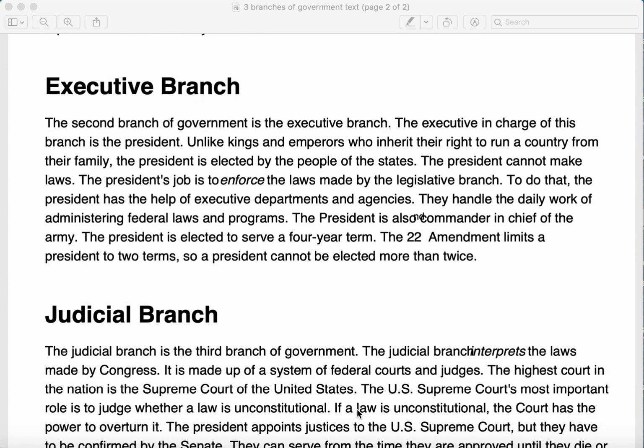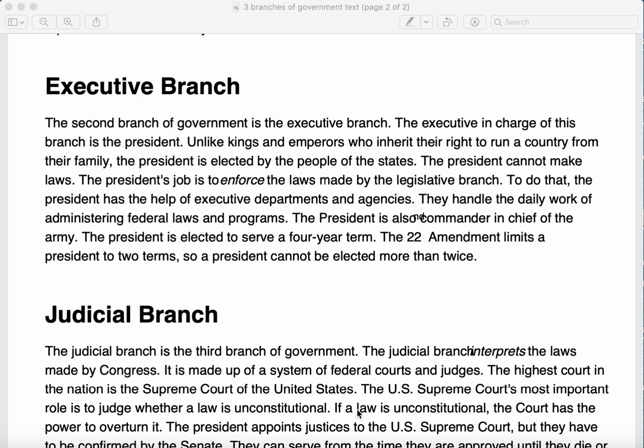Executive branch. The second branch of government is the executive branch. The executive in charge of this branch is the president. Unlike kings and emperors who inherit their right to run a country from their family, the president is elected by the people of the United States. The president cannot make laws. The president's job is to enforce the laws made by the legislative branch.